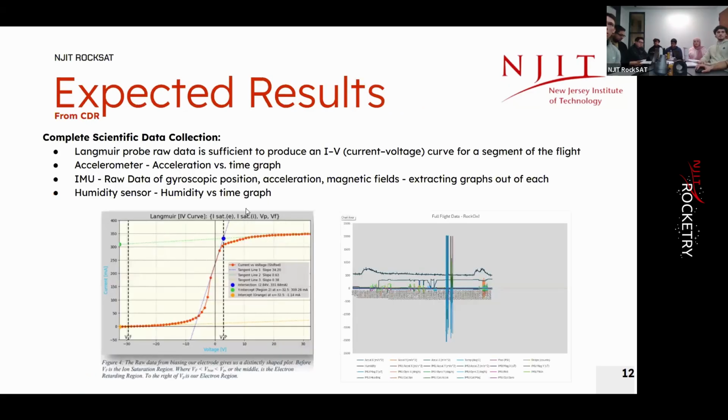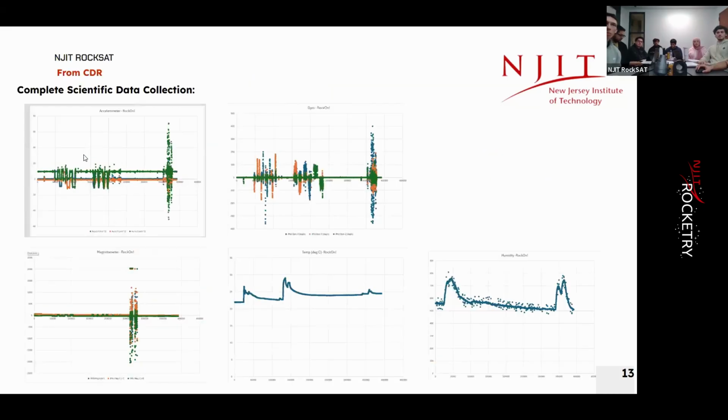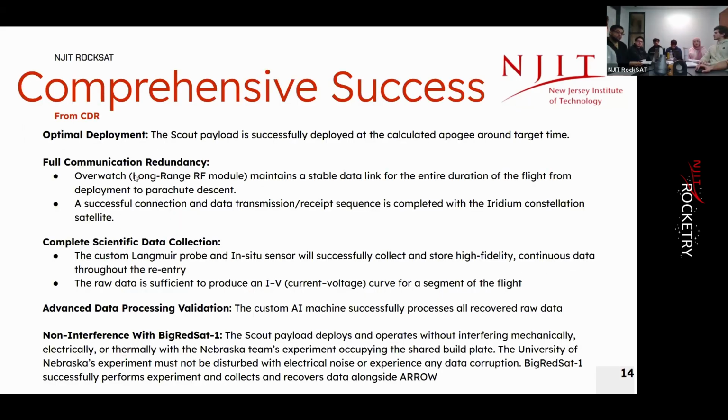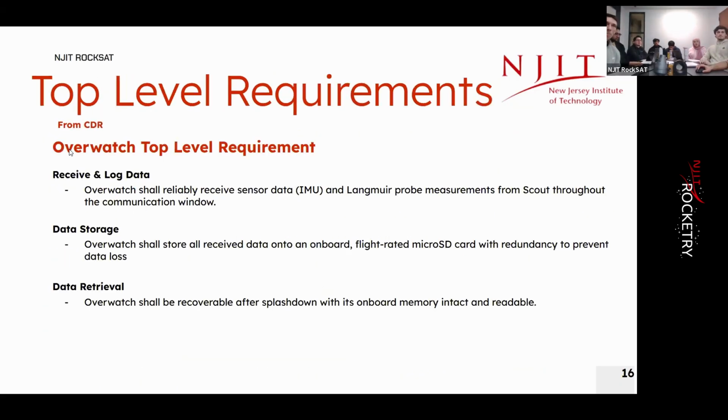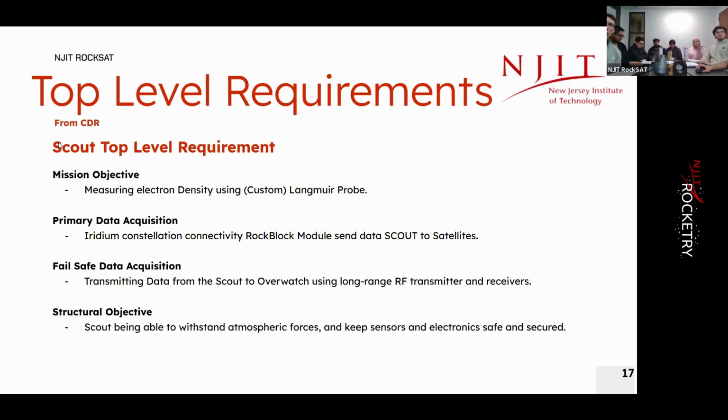This is unchanged from CDR, just our expected results. This is an example from RockOn, Langmuir probe data. Then we have the IMU. Comprehensive success is also unchanged from CDR, as well as the minimum. Top level requirements are unchanged from CDR, and Scout top level requirements are also unchanged.